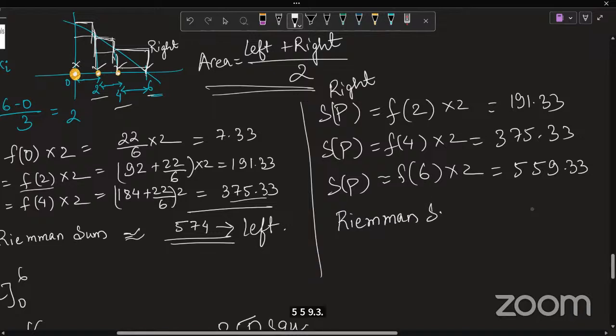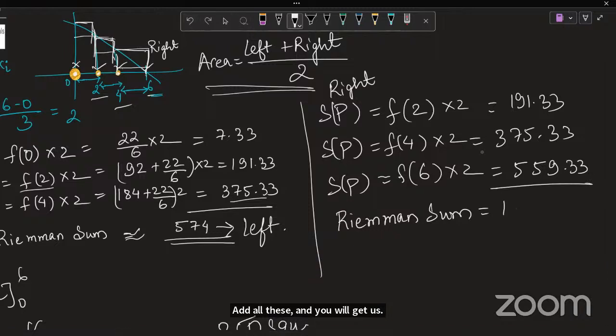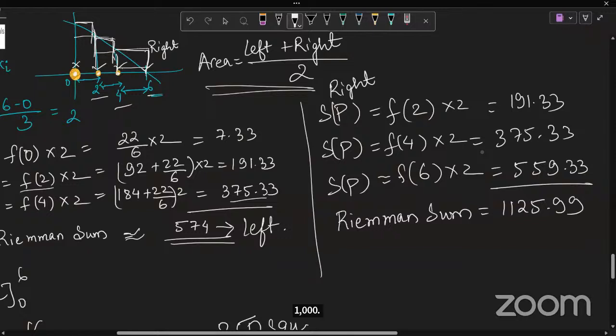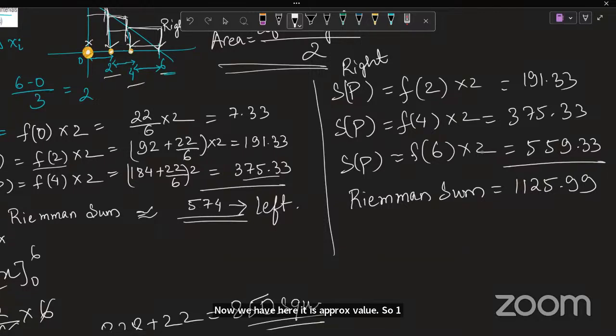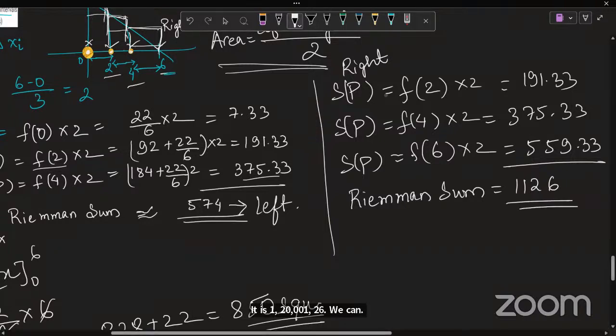So what will be the Riemann sum? Add all of this and you will get 1125.99. Here it is the approximate value, so 1125.99 is approximately 1126. Okay, I'm writing 1126.